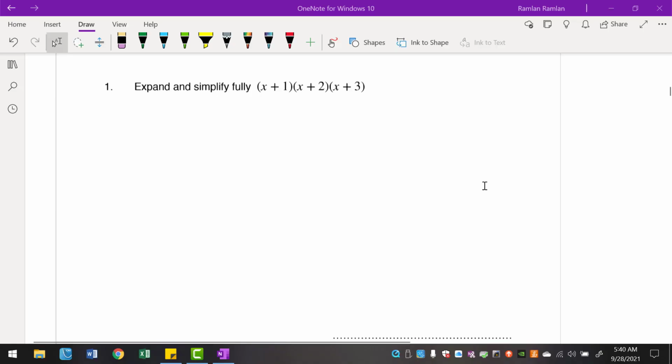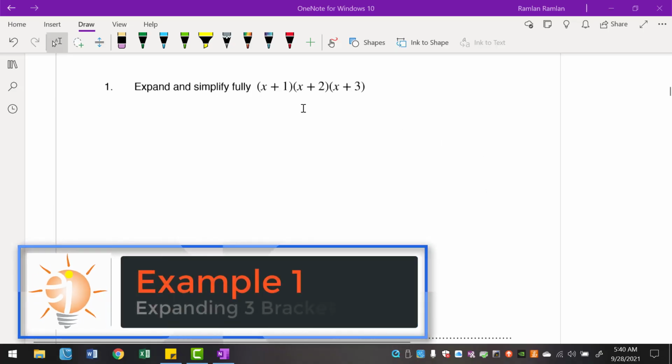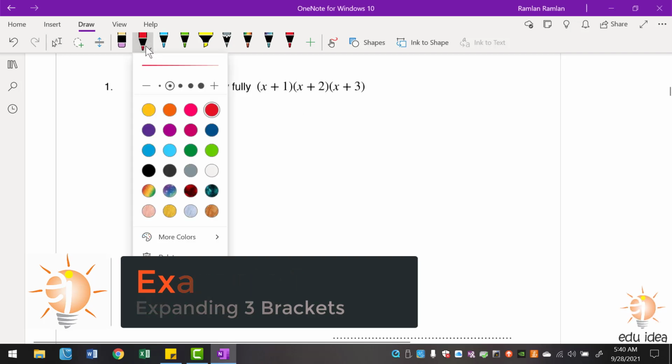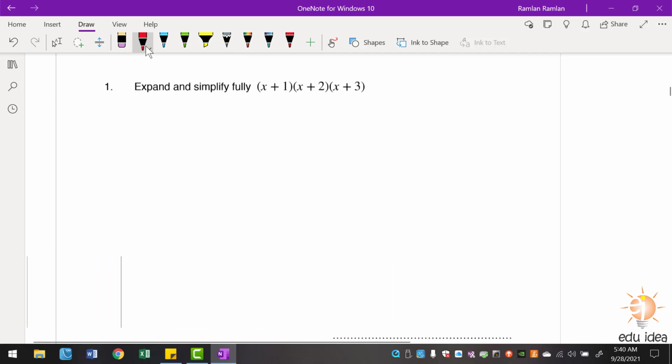Number 1, expand and simplify fully. x plus 1 times x plus 2 times x plus 3. So this is for expanding 3 brackets. Actually, we have the same concept as expanding 2 brackets. Same thing. So in here we have 3 like brackets inside, right?